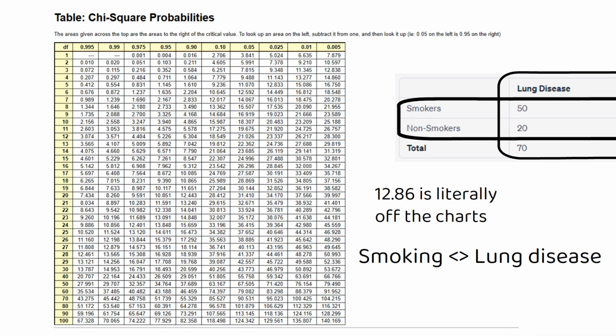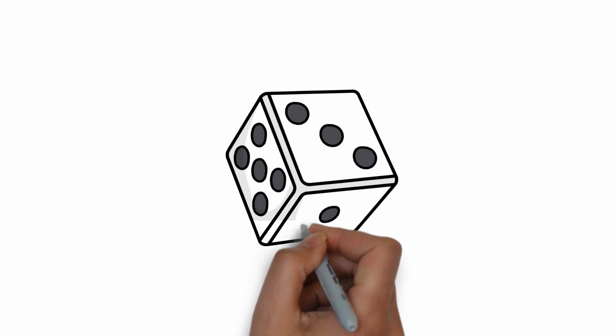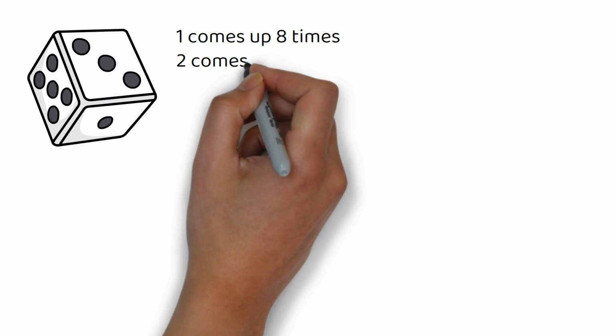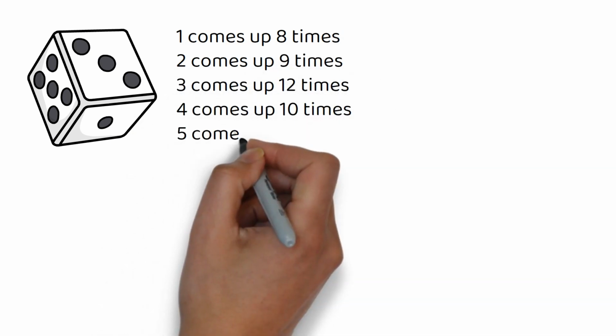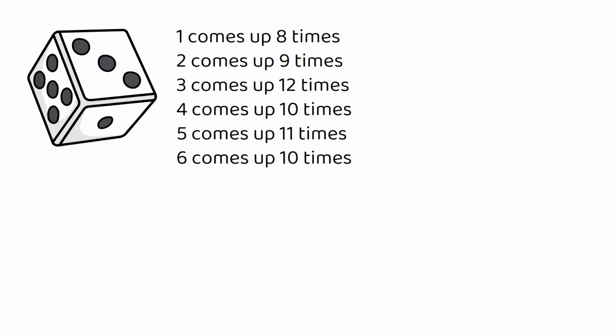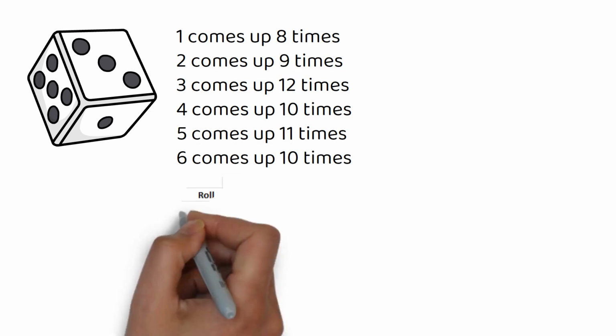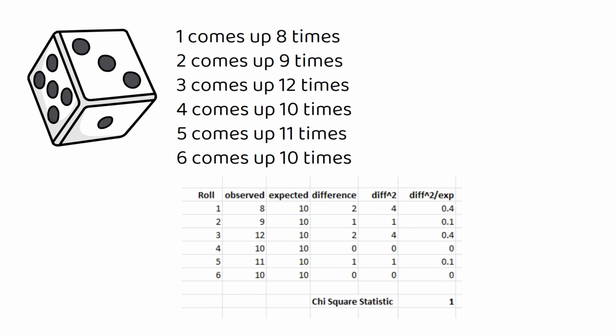Let's look at another example. Let's say we want to test if a die is fair. We roll it 60 times and record the number of times each side, 1 through 6, comes up. 1 comes up 8 times. 2 comes up 9 times. 3 comes up 12 times. 4 comes up 10 times. 5 comes up 11 times. And 6 comes up 10 times. If the die is fair, each side should come up 1/6 of the time. So, the expected frequency for each side in 60 rolls is 10. Plugging in the formula, we can calculate the chi-square statistic as 1.